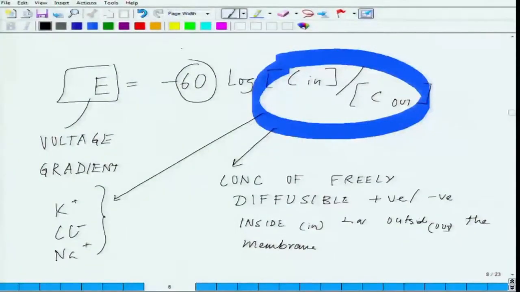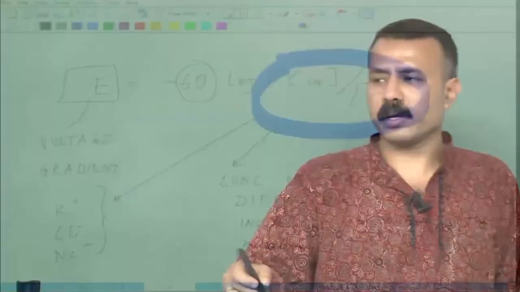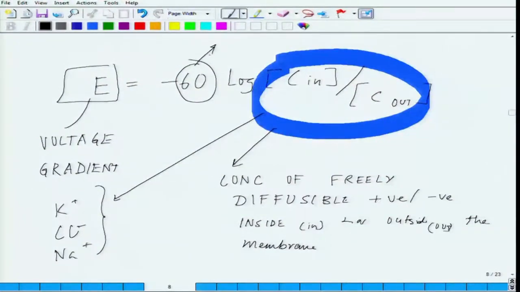By the way, this minus 60 that you see has come from minus RT ln F, and it's a fairly straightforward thing. I'm not getting in depth into this, and you can see it in any textbook. There is Faraday's constant involved in it, and the absolute temperature at which it takes place, and that also takes into account the valency of the particular ion which is freely diffusing across the membrane.